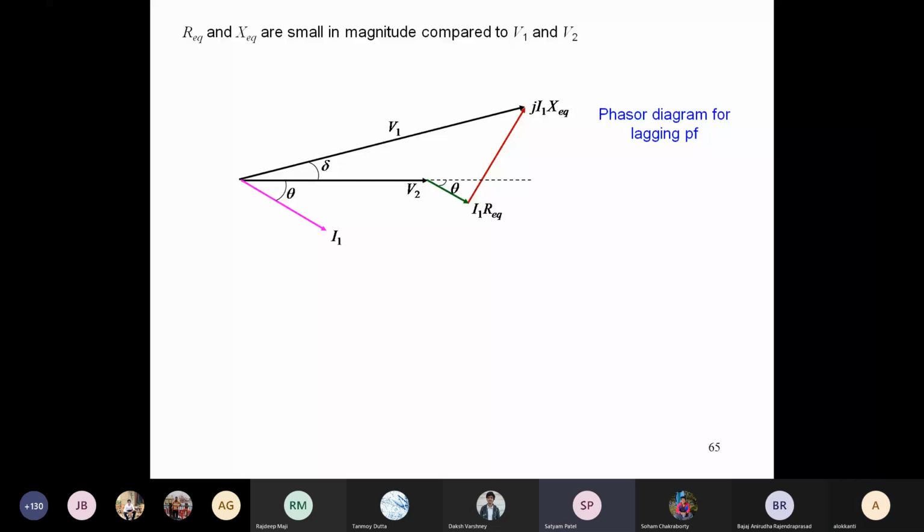Okay, so the values are basically small as compared to V1 and V2. And the delta, that is the angle between V1 and V2, is actually very small, only a few degrees, though I have shown it in a magnified form for better explanation. So the objective is to find the difference between V2 no load minus V2 full load, divided by V2 full load.